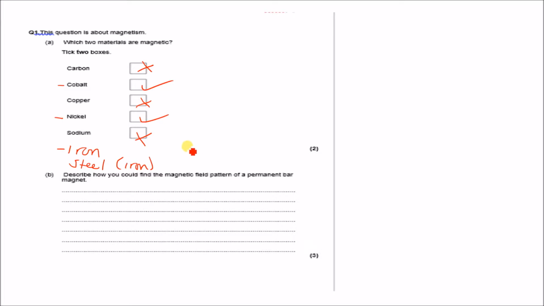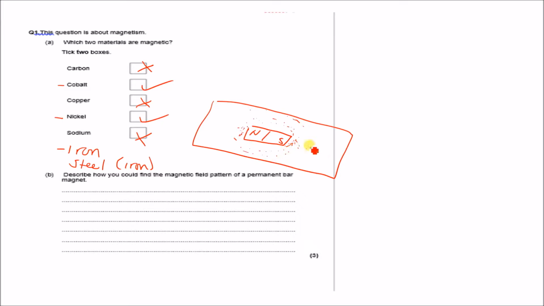Right, describe how you would find the magnetic pattern of a permanent bar magnet. Well, what we would do is we would get a magnet with a north and a south pole, and over the top of that we would put a piece of paper and we would scatter on some iron filings, and the iron filings would line up stronger at the poles, and then you would see some kind of pattern around where the field lines are, something like that. And what would this show?